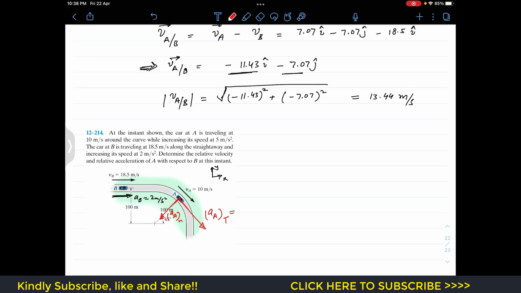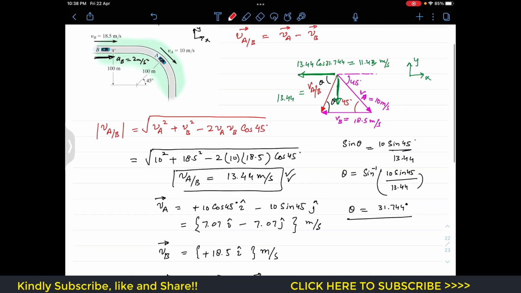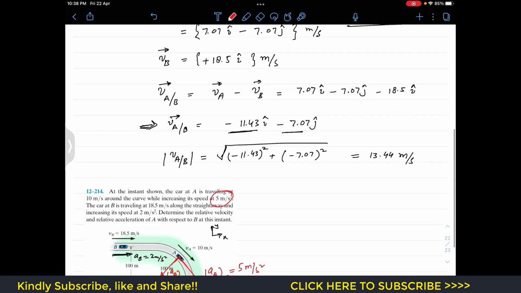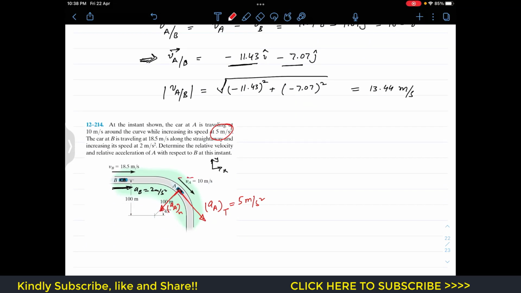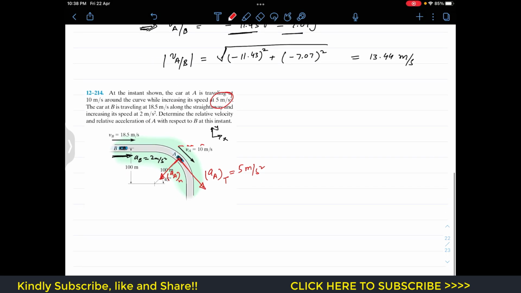So now the tangential acceleration is given as 5 meter per second square. And similarly, if that velocity VA is making 45 degrees with the horizontal, as we have determined, then the tangential acceleration is also making that same theta angle here, which is 45 degrees.